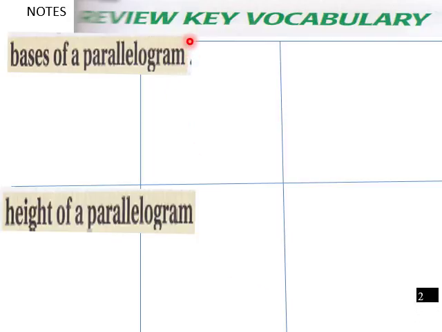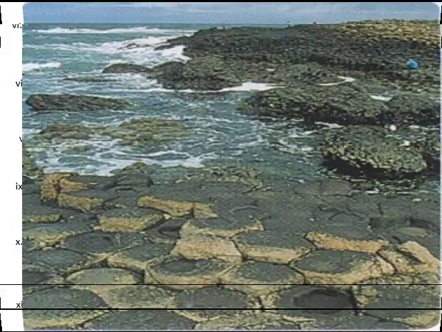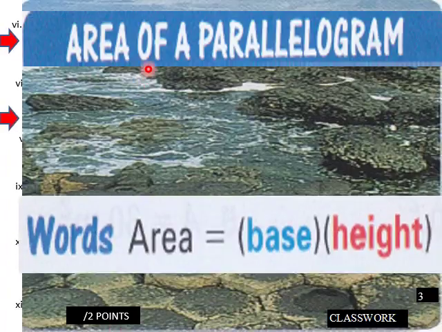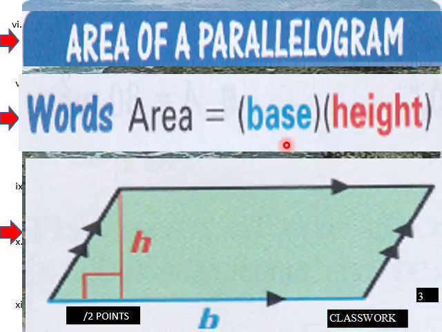Okay, students, define bases of a parallelogram and define height of a parallelogram. Area of a parallelogram. Words: area equals base times height. So we need to find our base here, and we need to have a height here that we can multiply it by. Here's a parallelogram. This is parallel to this. This is parallel to that. Here is our base.